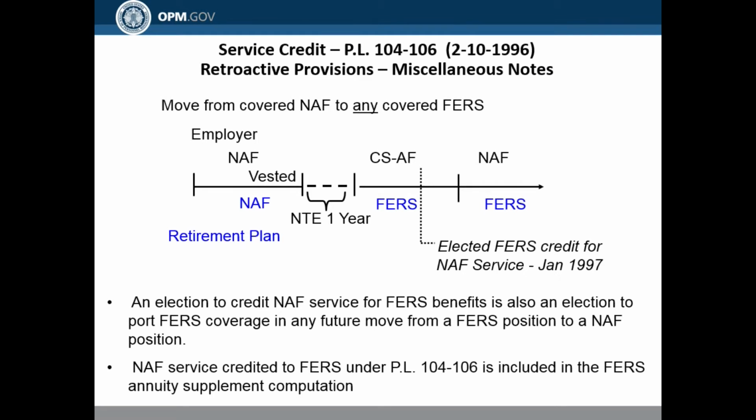So in the example we have here, we have somebody who was in a NAF plan. They were vested. They had a break of less than a year. They moved to FERS. They elected FERS credit for the NAF service, and then they moved to a NAF position. Okay?